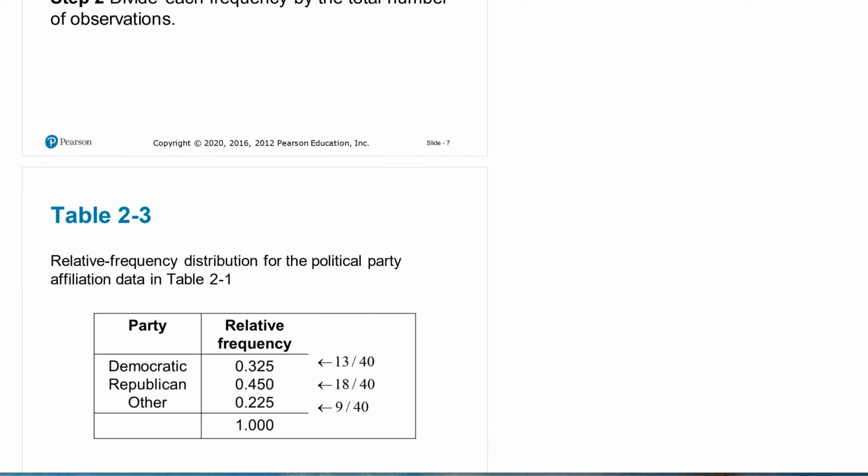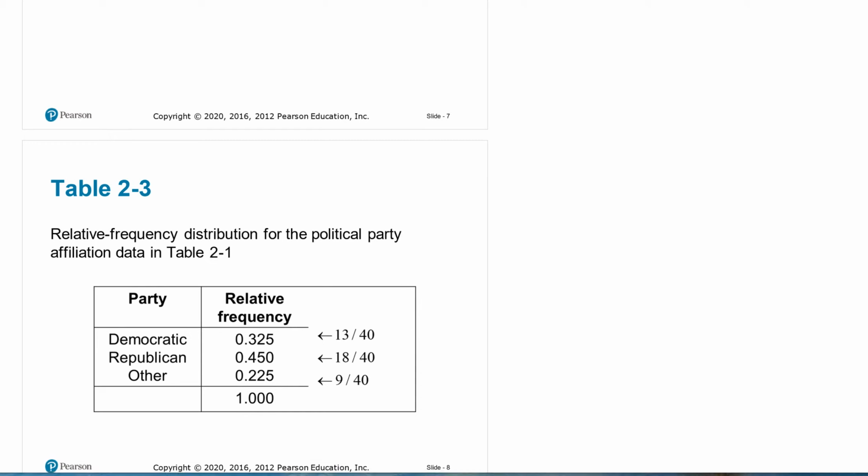Here you go. So 13 over 40, as you can see, is 0.325. 18 over 40 is 0.45, and 9 over 40 is 0.225. We usually leave it in decimal form. Now, what do we need this for? This will help us to construct what we call a pie chart or pie graph.